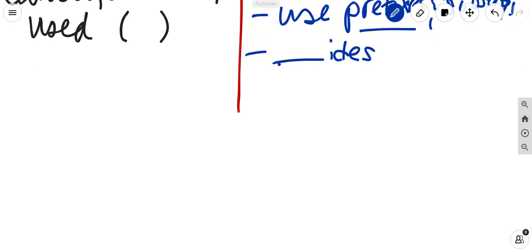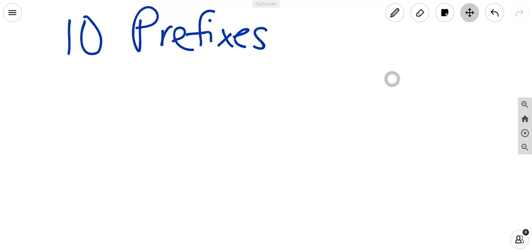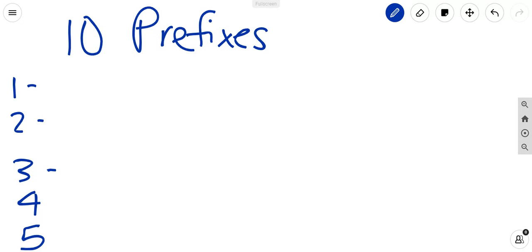There are 10 prefixes that we are going to use for covalent compounds. So we have 1, 2, 3, 4, 5, 6, 7, 8, 9, 10. All right. So take a moment to copy those down. Prefixes 1 through 10. So here they are.